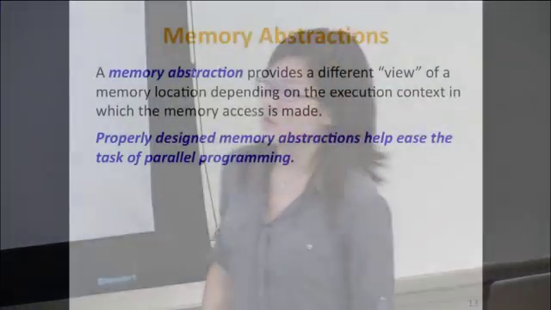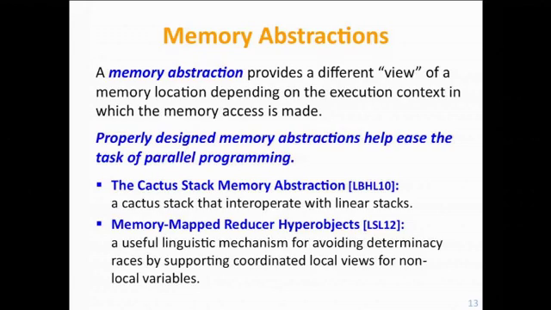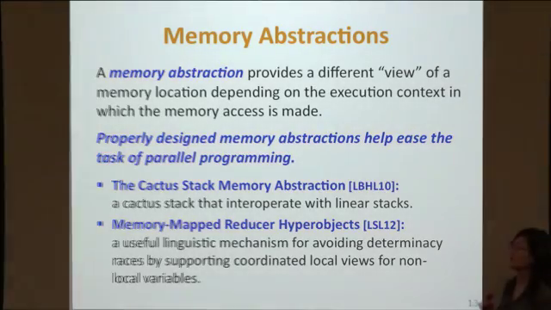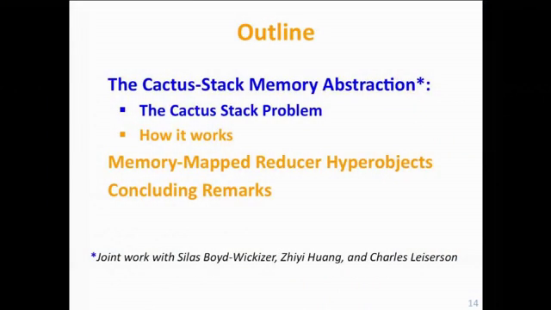Okay. So in this talk, my thesis is that properly designed memory abstractions help ease the task of parallel programming. I'm going to demonstrate that point by showing you two case studies. The first one is the cactus stack memory abstraction, which is a cactus stack that interoperates with the linear stack. The second one is the memory-mapped reducer hyperobject, a linguistic mechanism for avoiding determinacy races in multithreaded computation. Okay. Any questions so far? Okay. So this is the outline of my talk today. I will mainly focus on the cactus stack memory abstraction, then briefly touch on the memory-mapped reducer hyperobject and draw concluding remarks. Okay. So for a concurrency platform, I believe there are three desirable criteria that it should provide.